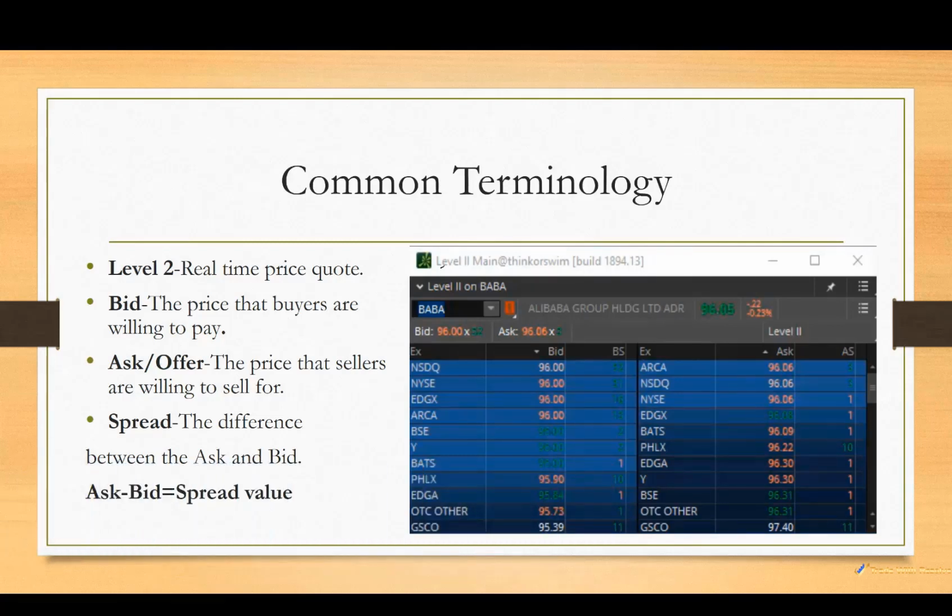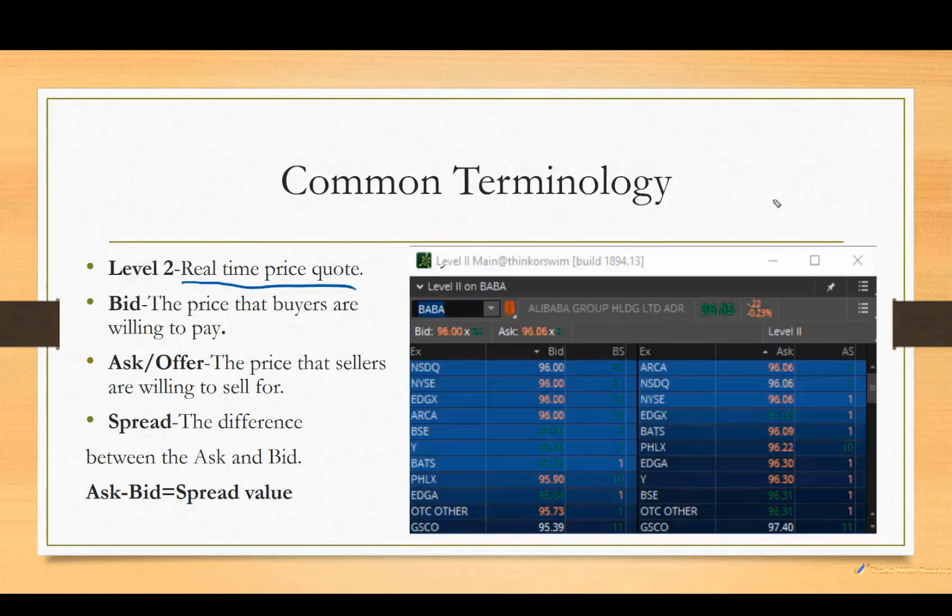Let's talk about Level 2. Level 2 is a real-time price quote. And here's an image of a Level 2. It's an example. Now, whenever the market is open, these numbers will be changing pretty quickly and frequently. But this is a screenshot, so it's going to be stagnant, but it's still going to give us all the information that we need to know about a Level 2.